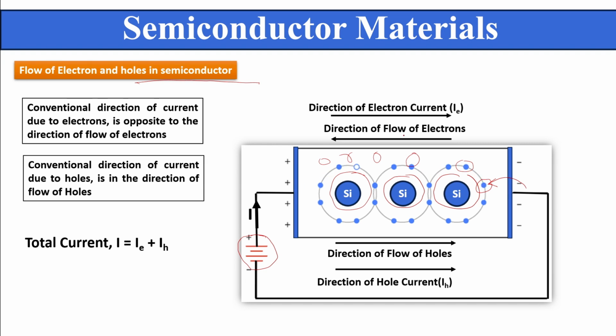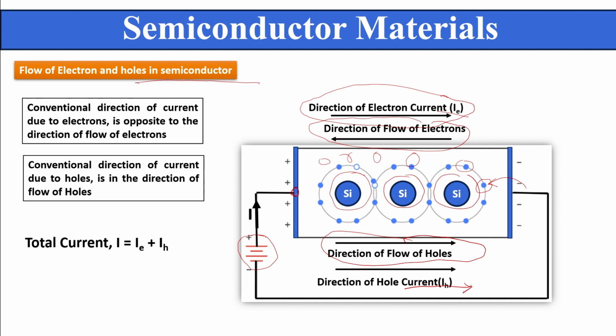In this picture, the direction of flow of electrons is this, and the direction of flow of holes is just opposite to the direction of flow of electrons. The conventional direction of current, as you already know, is assumed to be opposite to the flow of electrons, but the conventional direction of current due to holes is in the direction of hole flow. So the direction of current due to electrons is in this direction, and the direction of current due to holes is also in this direction.